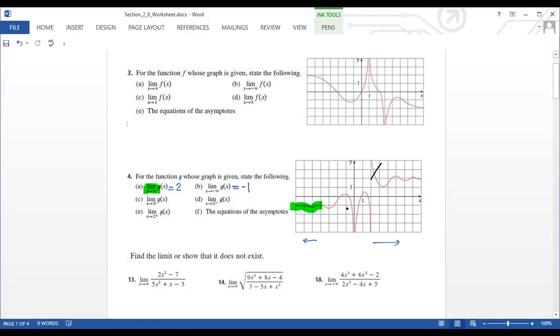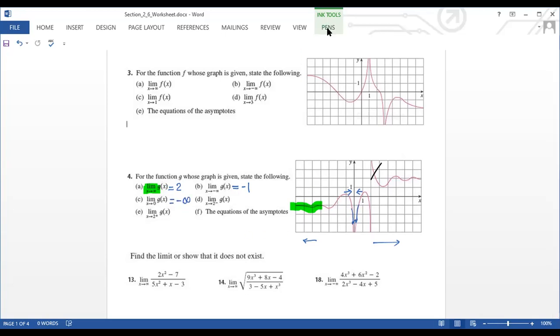Now let's take a look at when x approaches 0. 0 is here. That means you approach from this way and this way. So what does your function's limit approach on both sides? This one approaches negative infinity.